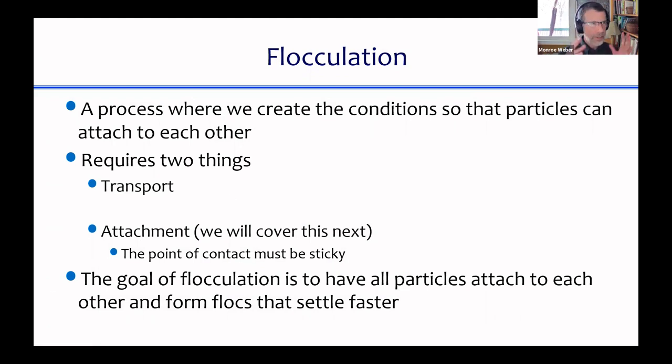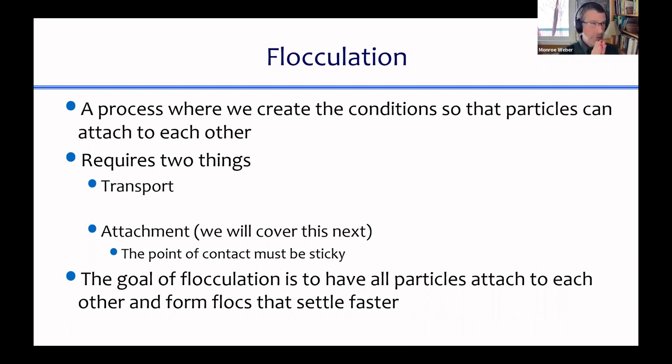Okay, so flocculation is a process where we create conditions so that particles can attach to each other and grow larger. It requires two things. It requires transport, meaning that particles that are separated by some distance in the fluid have to somehow get closer together and hit each other. And where they hit, they have to be sticky so that they stay attached. So we're going to cover the attachment part next, and then we'll talk about transport as a following step, and that's where you'll come in.